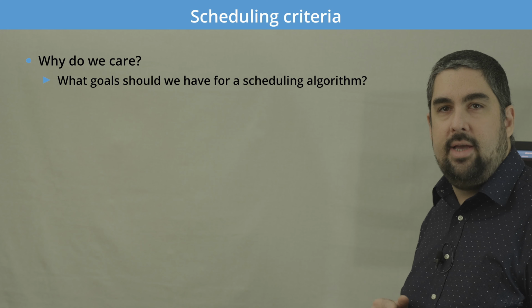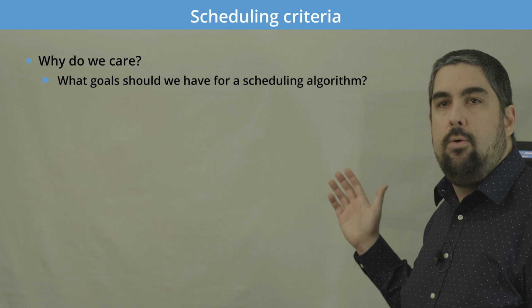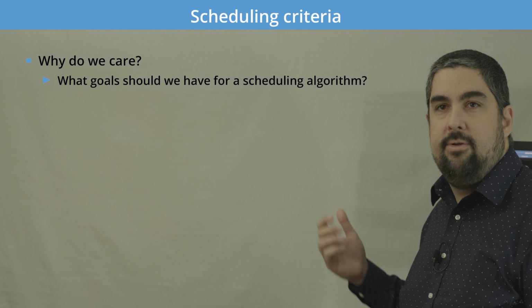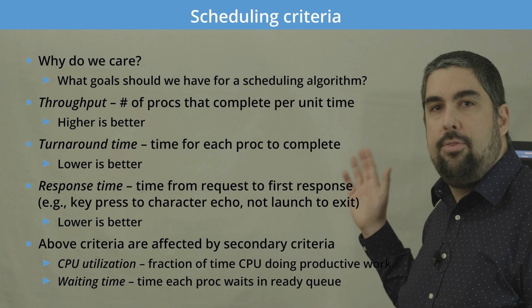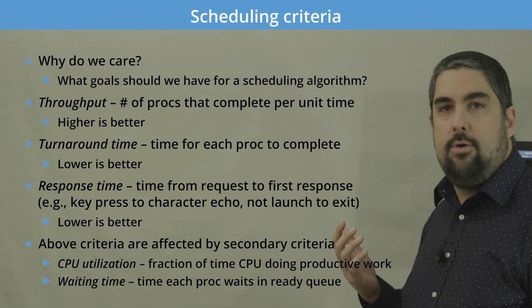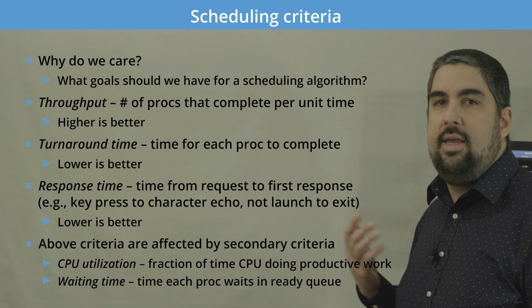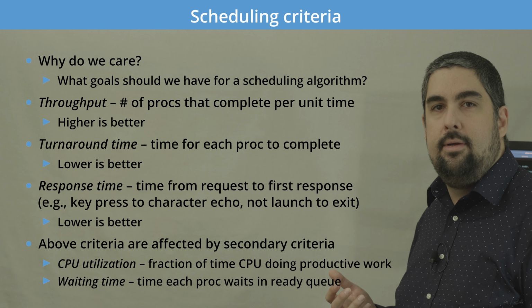Why do we care about scheduling? Well, it comes back to what are the goals for our scheduling algorithm and what are we going to see as a user or developer as a result of those? At a high level, there are three main goals. The first is throughput, the number of processes we can complete in a given amount of time. We'd like to complete more processes.